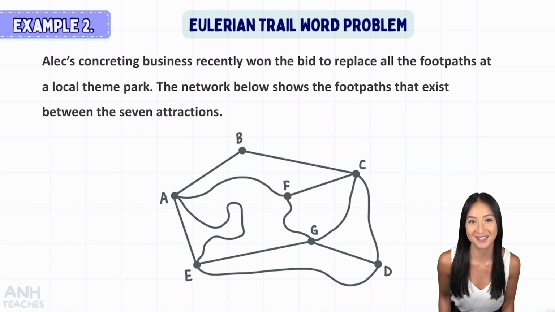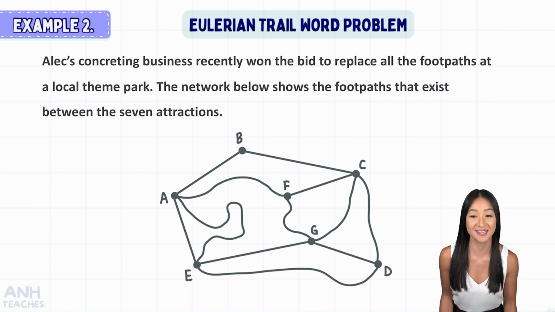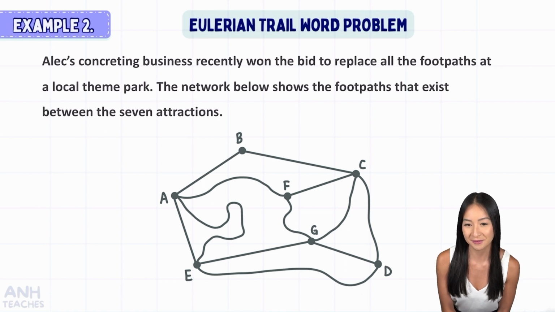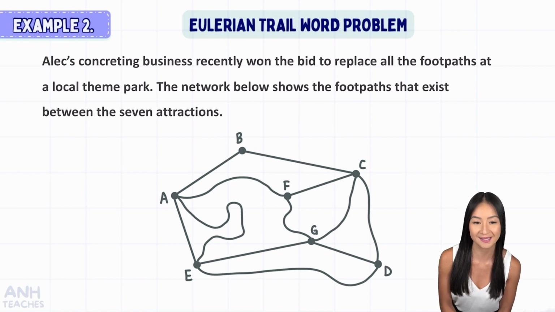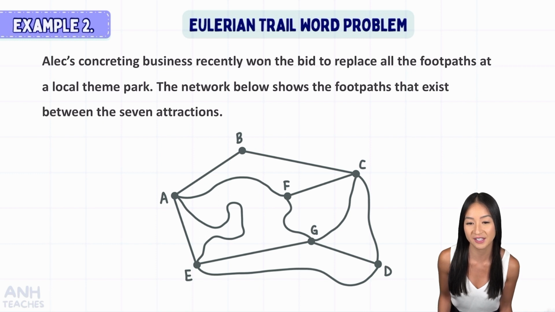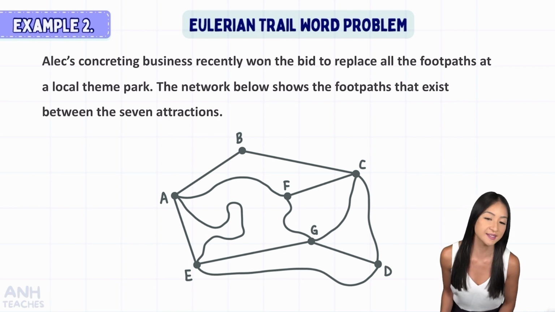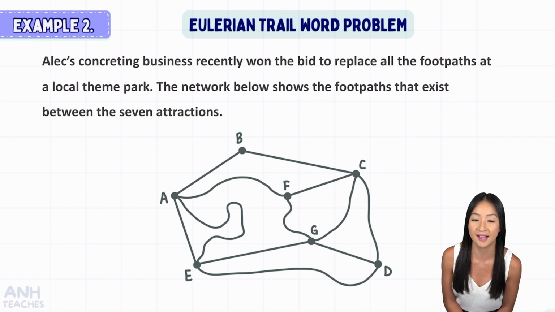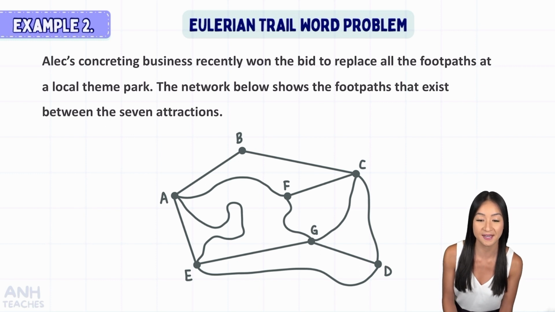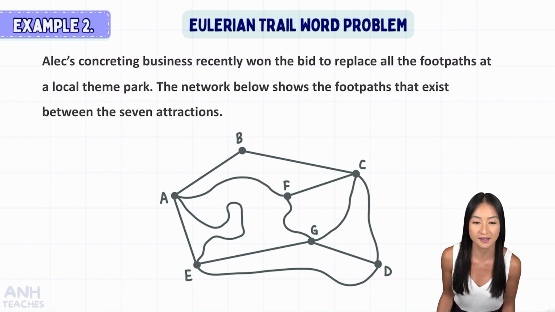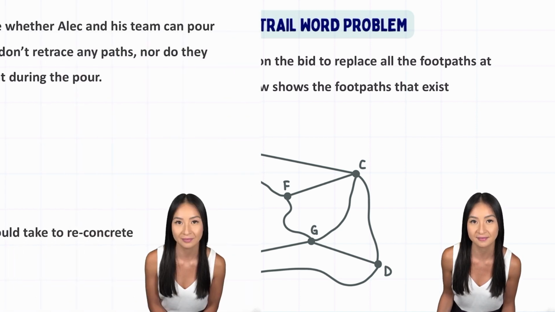Okay, moving on to the second example, which is just a word problem. Alex Concreting Business recently won the bid to replace all the footpaths at a local theme park. The network below shows the footpaths that exist between the 7 attractions. So here's our graph. Our attractions are the vertices A, B, C, D, E, F, and G, and then all the edges represent the footpaths.